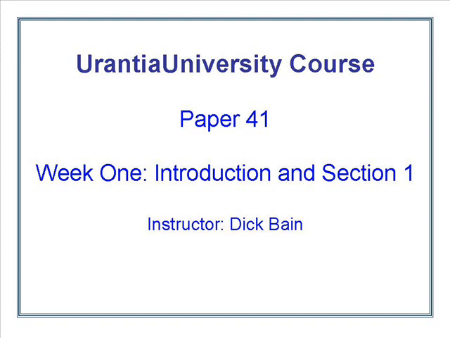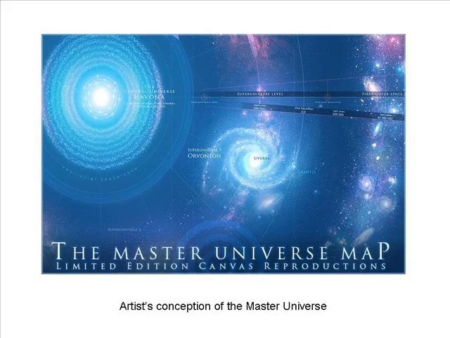Introduction to Paper 41. The second slide of this presentation shows a view of the master universe that portrays the universe as many Urantian artists have done. Note that Urantia is shown in the center of a spiral galaxy, probably our Milky Way galaxy. The implication is that the Milky Way galaxy is Urantia. The central universe and a portion of the first outer space level is shown as well.